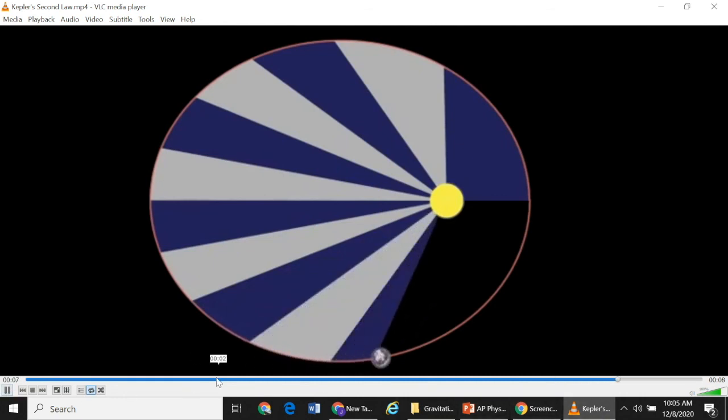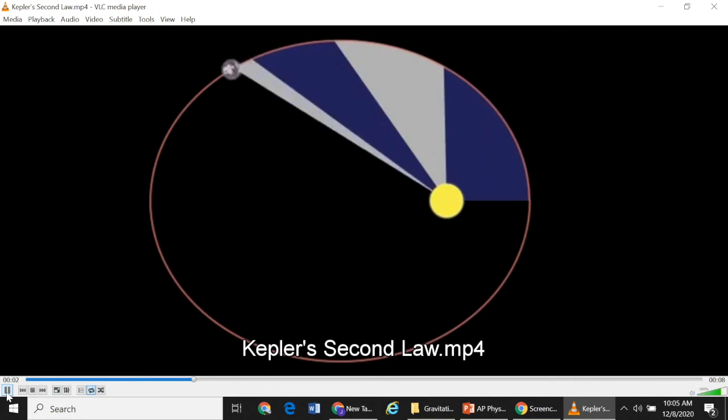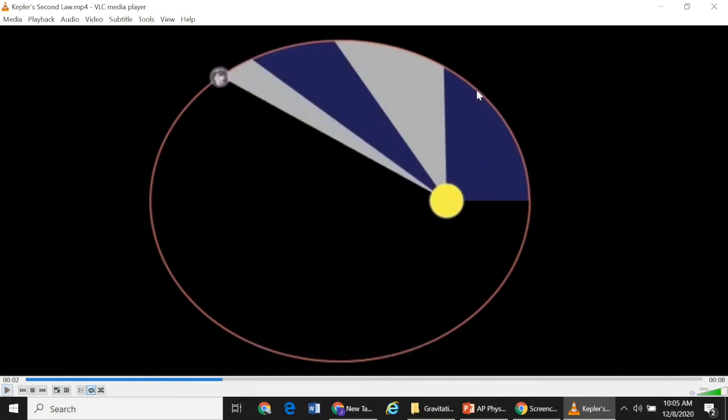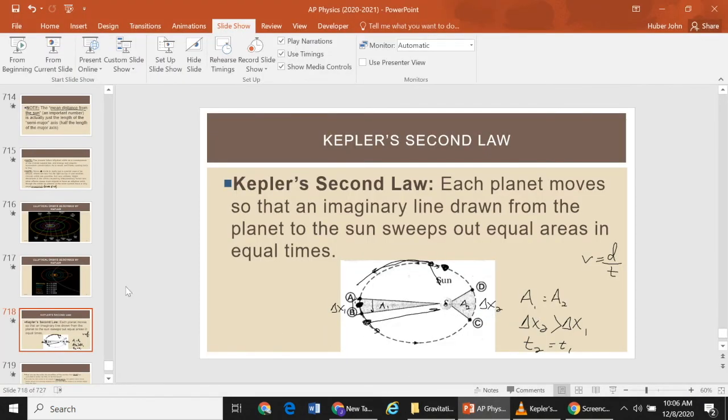Over here, on the other side, when it comes around, it's also important to realize that yeah, it's being decelerated by the sun, but it doesn't slow down to a stop or anything, because as it gets farther away from the sun, the gravitational force from the sun gets weaker and weaker and weaker. And with that, that's really it for Kepler's second law.